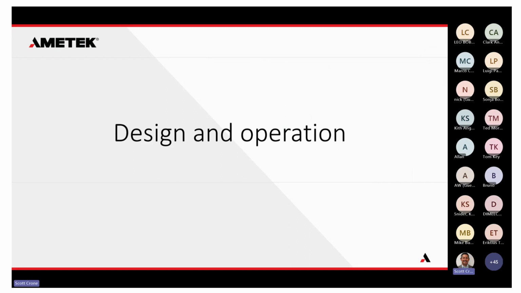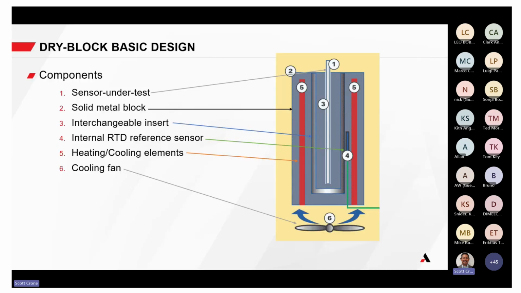So, talking about basic design and operation. Dry blocks are extremely simple. When you think of it, there's not a lot of elements going on here. There's basically only 5 elements. I know there's 6 in the picture, but there's really only 5 elements to the dry block because the first element is the sensor under test. So you've got a solid metal block with an interchangeable insert. You've got an internal RTD and reference sensor, heating and cooling elements, and a cooling fan. And that's pretty much it.